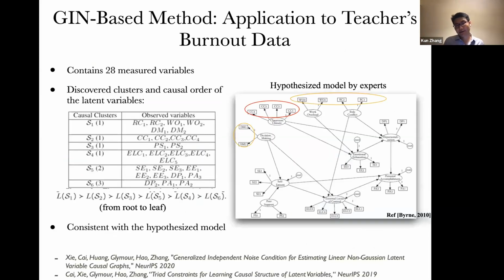So we apply the method to the t-shirt burnout data. Right here, in total, there are 28 measured variables. On the right, this is the hypothesized model given by experts. In their hypothesized model, you can see a lot of latent variables and how the latent variables are related to each other. And on the left, this is the result given by the method based on the GIN condition.